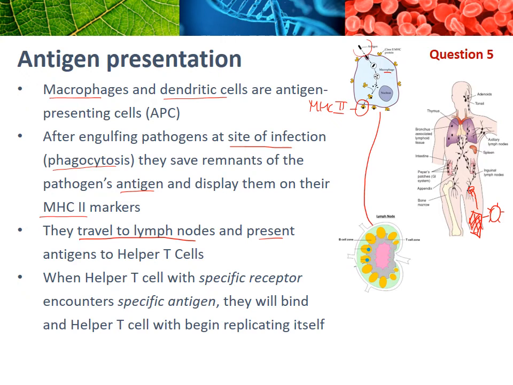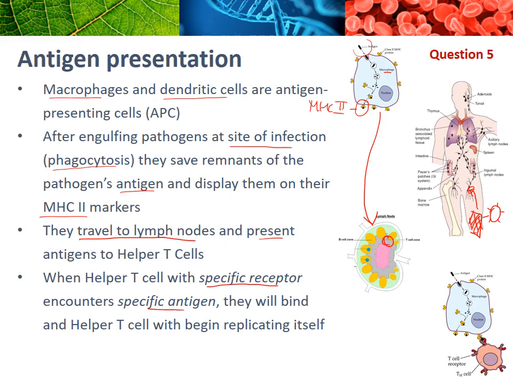When a helper T cell that has a specific receptor for that antigen, remember this is our specific response, if there's a helper T cell with a specific receptor, it will bind with that antigen. Okay, so this was our cell that traveled to the lymph node. This is all going on somewhere in here. We'll look at this again in the next slide.